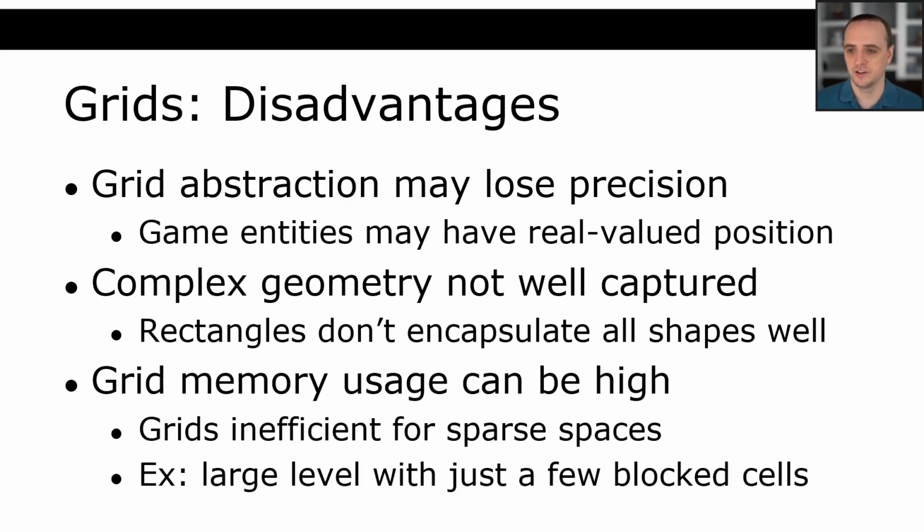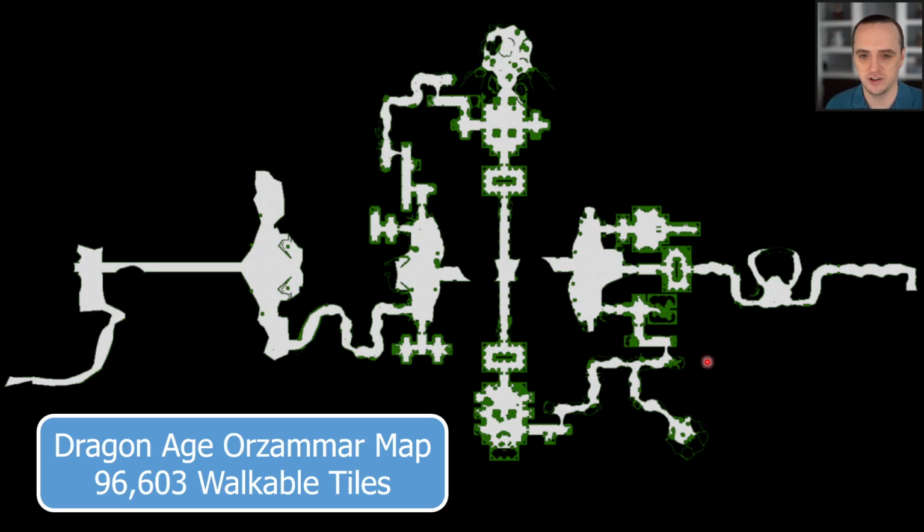And the real disadvantage of grids is that the memory usage of grids for large spaces can be very high, okay? So grids are inefficient for sparse spaces. And I'll show you an example of this. So for example, if we just have a big level with only a few blocked cells, let's give an example here.